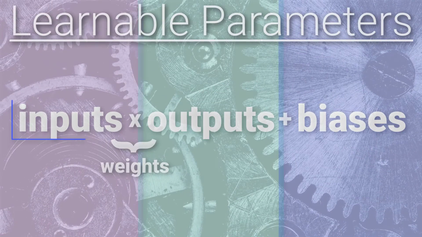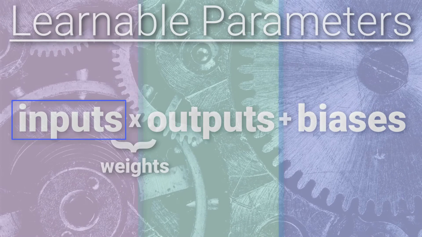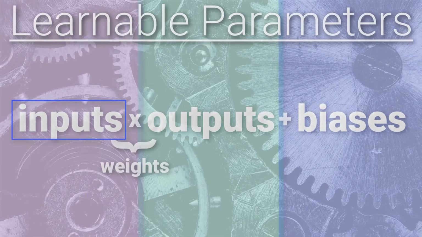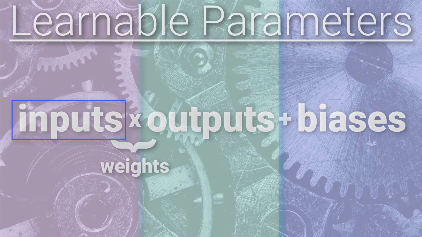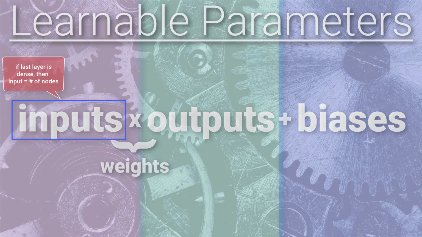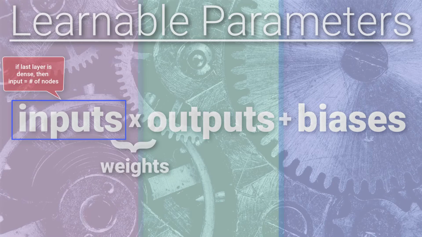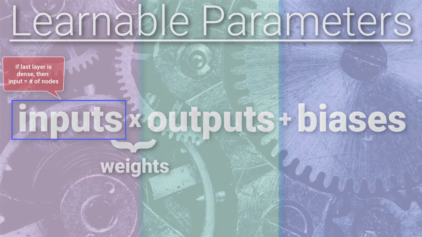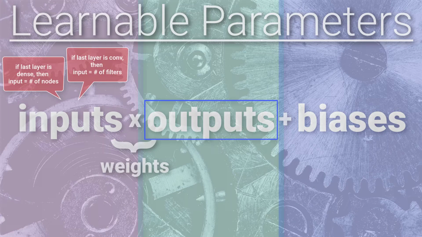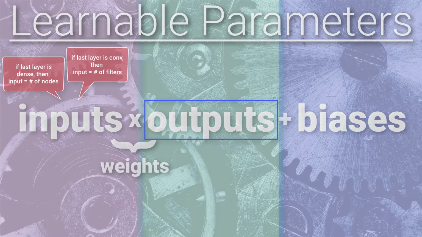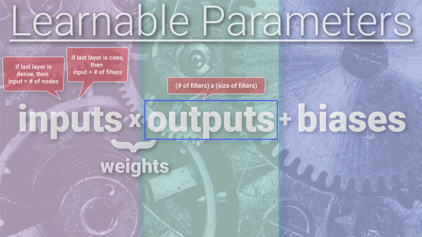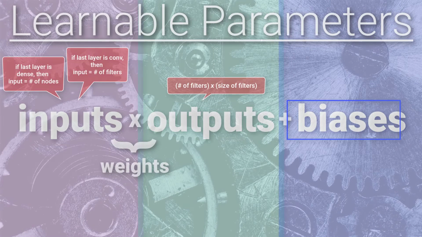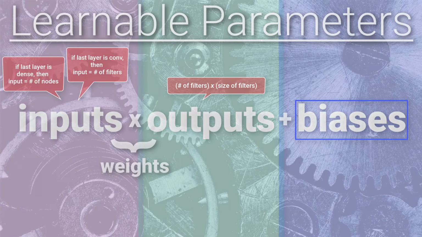So, what is the input going to be for a given convolutional layer? Well, that's going to depend on what type of layer the previous layer was. If the previous layer was a dense layer, then the input to the conv layer is just the number of nodes in that previous dense layer. However, if the previous layer was a convolutional layer, then the input will be the number of filters from that previous convolutional layer. Now, what's the output? With a dense layer, it was just the number of nodes. With a convolutional layer, the output will be the number of filters times the size of the filters. We'll see this illustrated in just a sec. And for the number of biases, well, that's just equal to the number of filters in the layer.